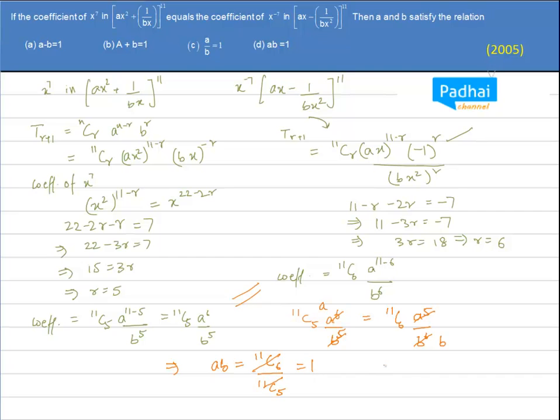And if you see properly, both these terms are equal. So this becomes 1. Why? Because 11C6 is equal to 11C5 by the property that we have already done in the above questions, that if we subtract these two, what will we get? 5. So that means 11C5 will be equal to 11C6. So that means ab is equal to 1 is the relation that we are looking for, which is given in option D. So hence option D is the correct one.